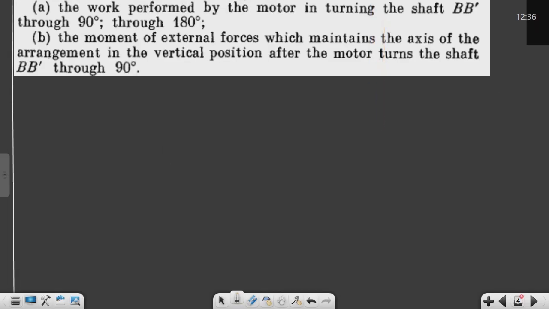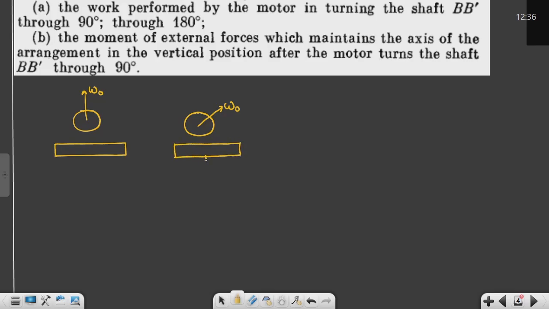Okay, so let me just draw the diagram. This is the sphere, this is angular velocity omega naught, and finally when the motor rotates, the angular velocity omega naught is in this direction along the negative z direction. And this was the platform. Initially the platform was moving with no angular velocity, and finally the platform will be moving with angular velocity omega.